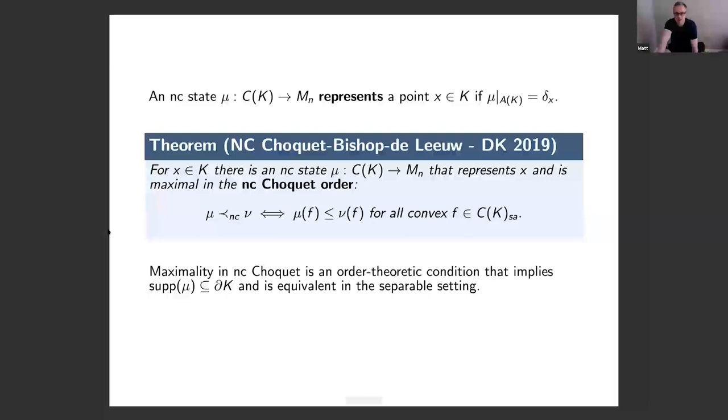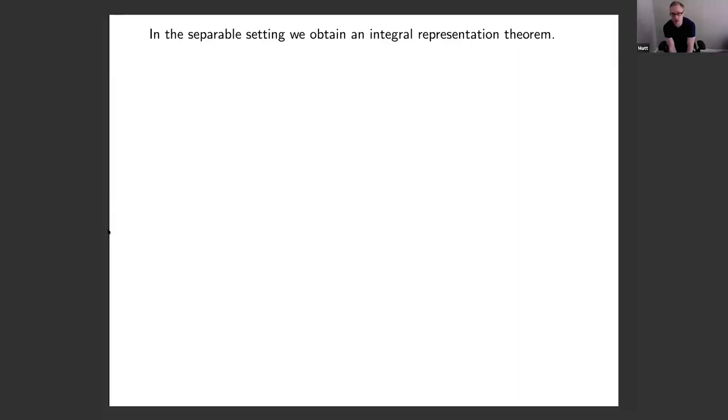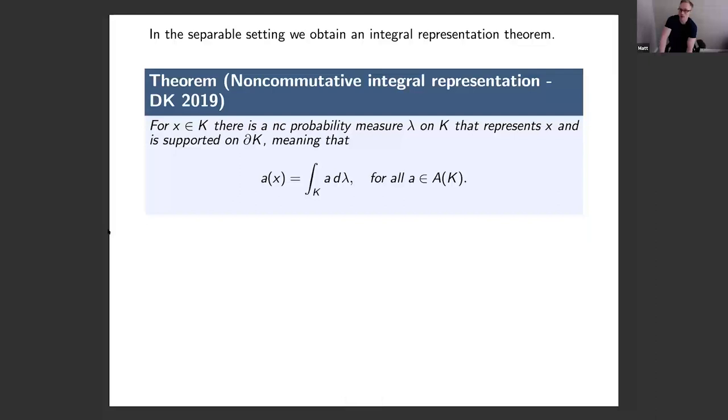We do have an integral representation theorem in the non-commutative setting. We require separability because the proof that we're using makes use of direct integral theory, direct integral decompositions of representations. And there, it's plausible that there's a proof that doesn't go through that theory, which would be interesting because that would mean that this result would apply in the non-separable case.